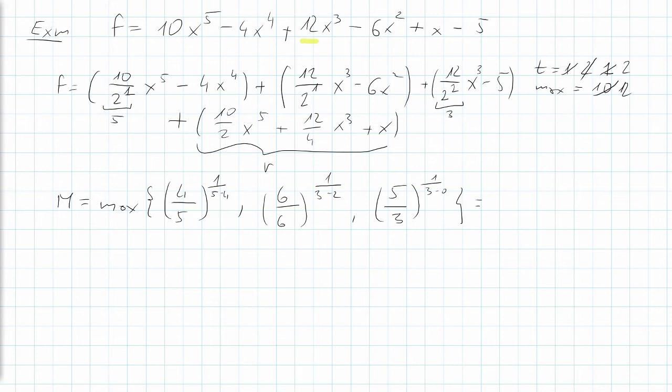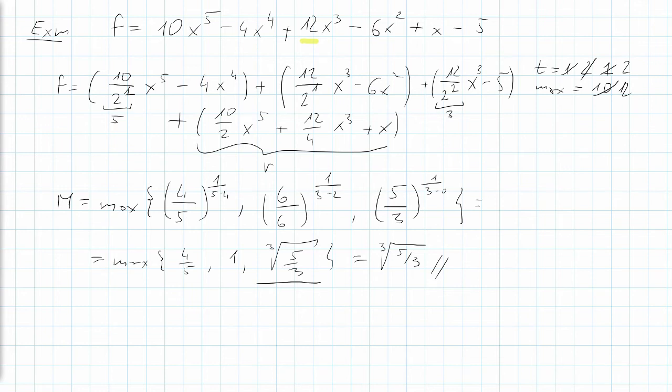So this is a maximum of 4 over 5 to the power 1, and the cube root of 5 over 3. It's clear then this guy is the greatest one, so this is the cube root of 5 over 3. So this is how the local max bound works.